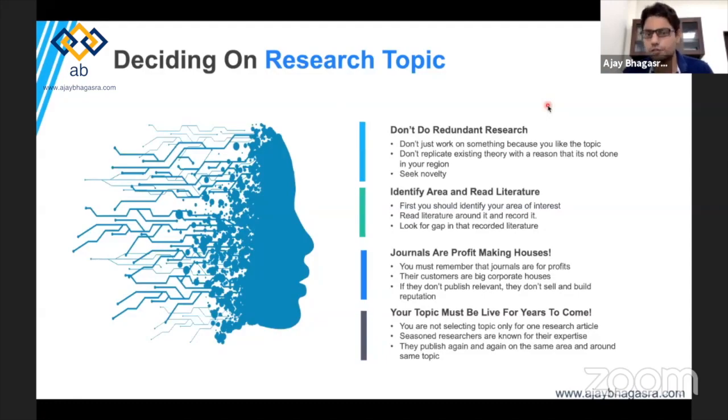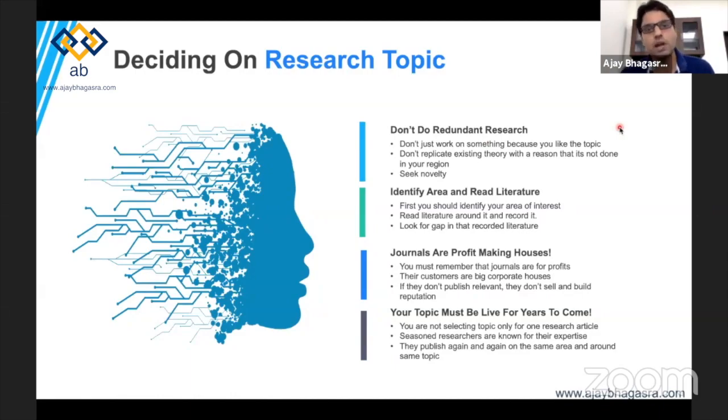Deciding on the research topic. The first point, writing a research article: don't do redundant research. Never do it. Generally what I found, because I am from India, is that when these journals send papers to me, many of the times these papers are from the Indian context, because the context is important. Then I also receive articles, and I've been to conferences where the editors have shared their perspective on what is coming from our country and what is coming from elsewhere. It has been found that we have been doing redundant research. Don't work on something because you just like the topic. Come on, it doesn't matter whether you like it or not. It absolutely does not matter. You might like a typewriter today.